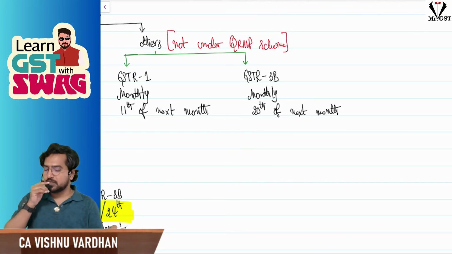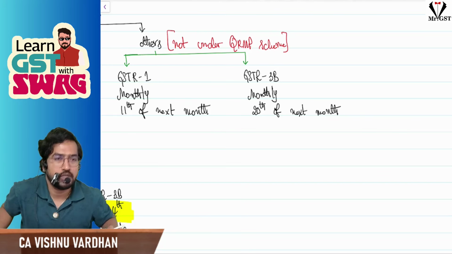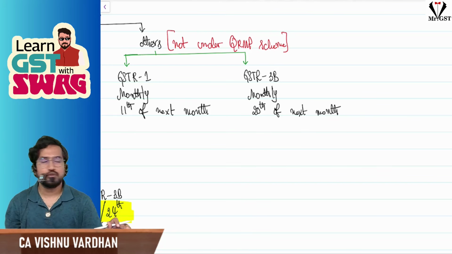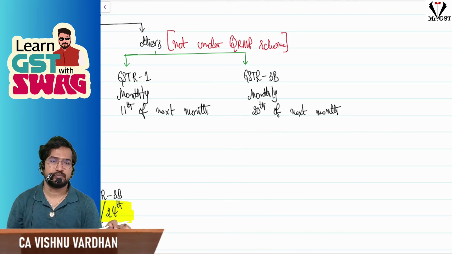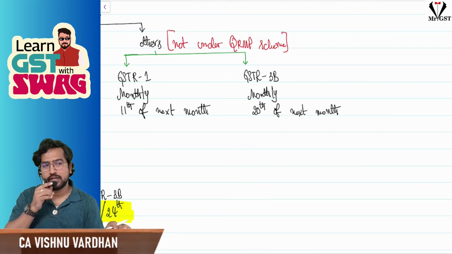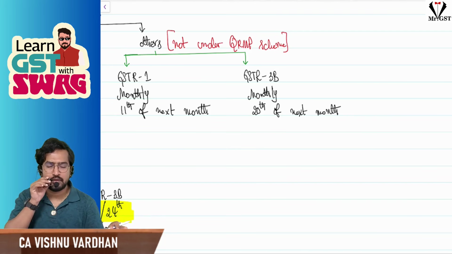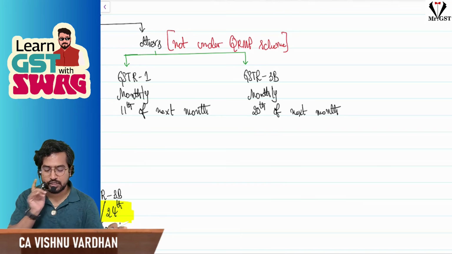So every person, on or before 11th of next month, has to file GSTR 1. On or before 20th, they should file GSTR 3B. While filing 3B, what should they check? 2B, so that they will understand their ITC. And from the already filed GSTR 1, they will understand their purchases, sales and tax liability. Shall we continue?